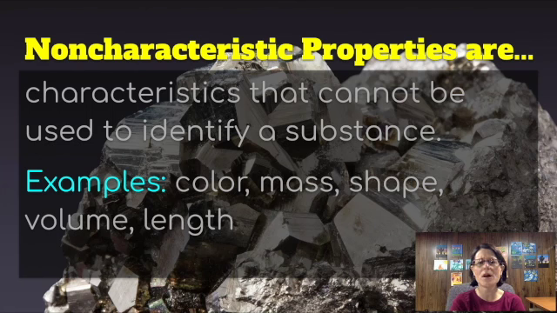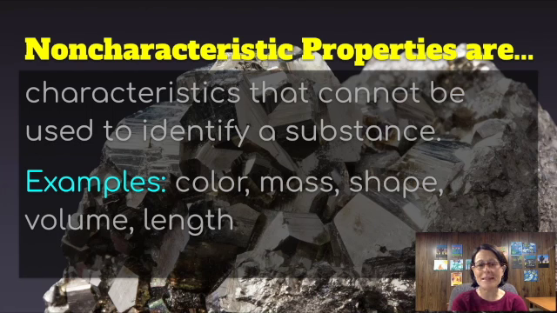For example, color. We can't use color to solely identify a substance because, for instance, if we look at the substance in the back, that is pyrite. There are a lot of substances that look nice and shiny and metallic like pyrite. In fact, it's called fool's gold because it fools people into thinking that it's gold. So we can't always use color.